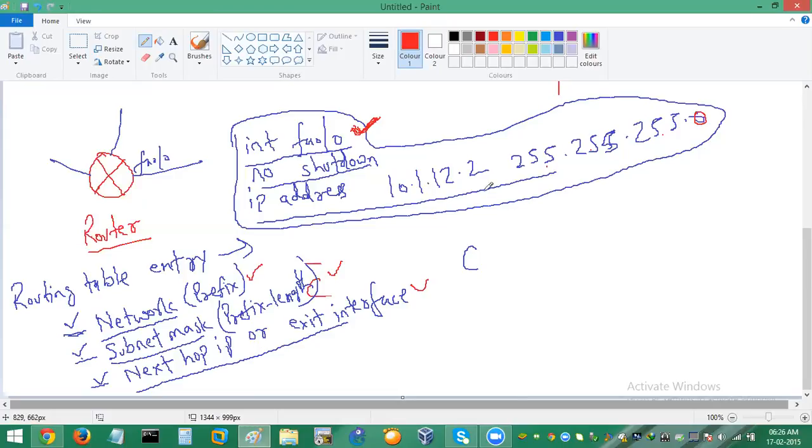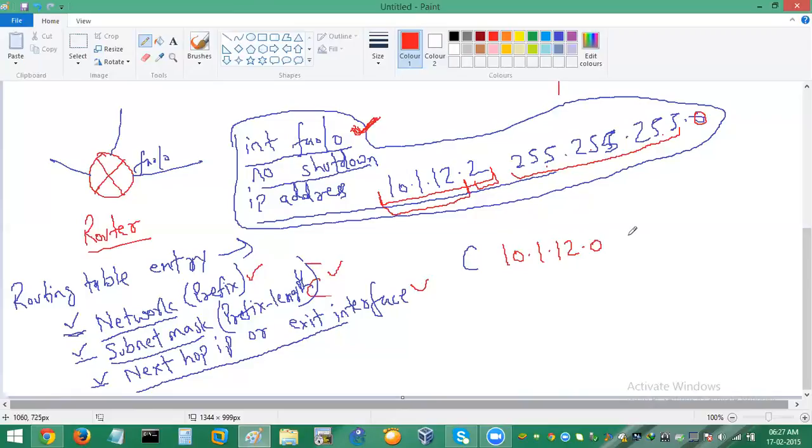Network information will be taken from this. When you put the IP address 10.1.12.2 and a /24 mask, that means 255.255.255 tells me that these three octets are my network and this portion is my host. You should be clear with the subnet mask. The subnet mask dictates what portion of an IP address belongs to the network and what portion belongs to the host. So this subnet mask is telling us that the first 3 octets belong to the network and the last octet belongs to the host.